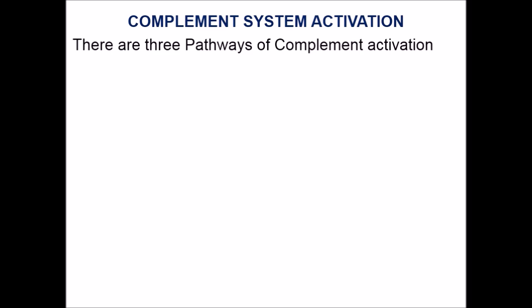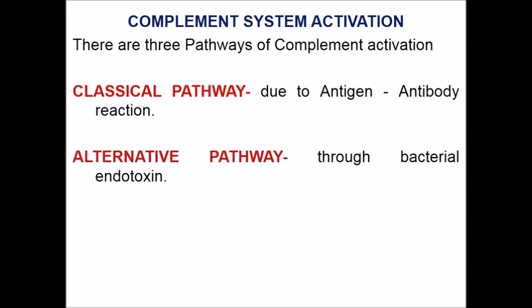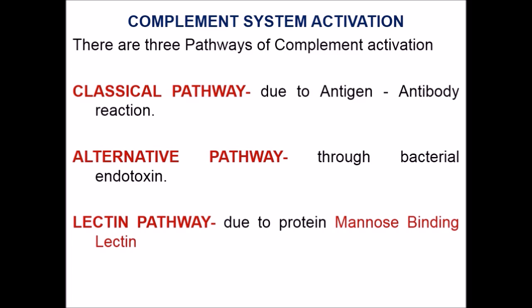Now let us look at how the complement system is activated. There are three pathways of complement activation. First one is the classical pathway, which is activated due to antigen-antibody reaction. Second one is the alternative pathway, which is activated through bacterial endotoxin. Third one is the lectin pathway, which is activated due to the protein mannose binding lectin.